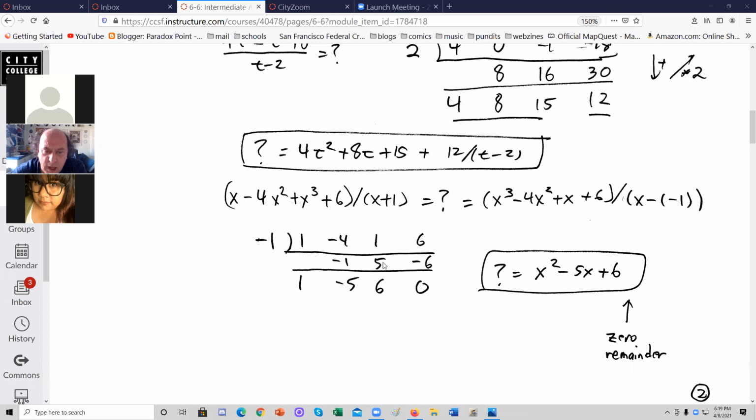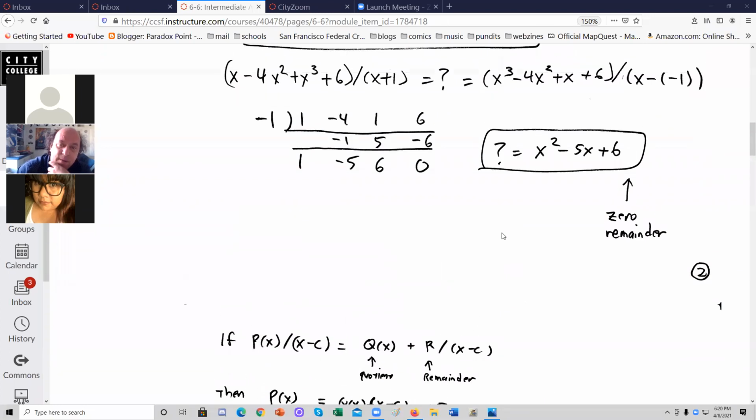And again, we zigzag. Every time we go down, we add. Every time we go up and to the right, we multiply by this negative 1. So bring down a 1, you get 1. Times a negative 1 is a negative 1. Add to a negative 4, you get negative 5. Times a negative 1, you get 5. 1 plus 5 makes a 6. Times a negative 1 is a negative 6. Add 0. We have a 0 remainder. We're going to get 1x squared, minus 5x, plus 6, and then plus 0 remainder.